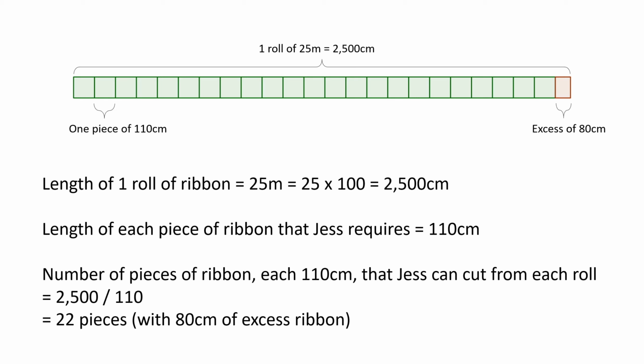The number of pieces of ribbon, each 110 centimeters, that Jess can cut from each row would be 2,500 centimeters divided by 110 centimeters. This will give us 22 pieces of ribbon with 80 cm of excess ribbon. This excess remainder ribbon of 80 cm is represented by this red portion here. Because it's only 80 cm, it's insufficient to form a piece of ribbon that Jess requires.